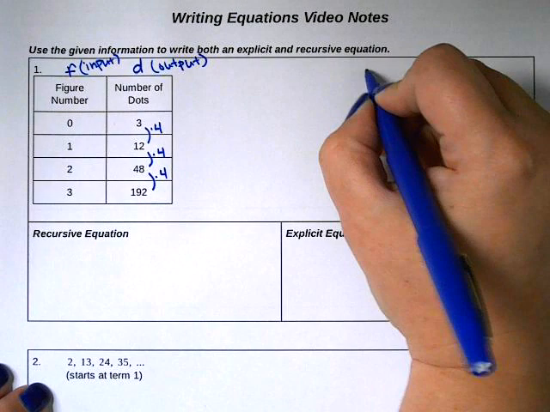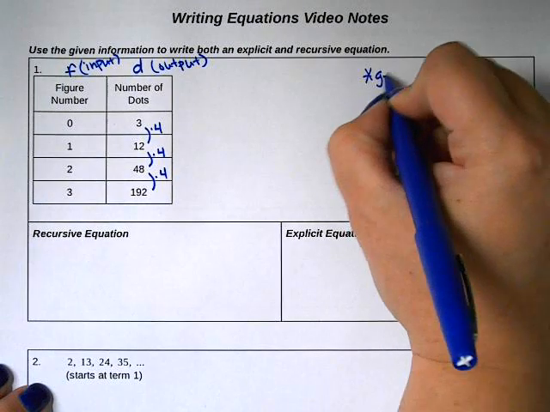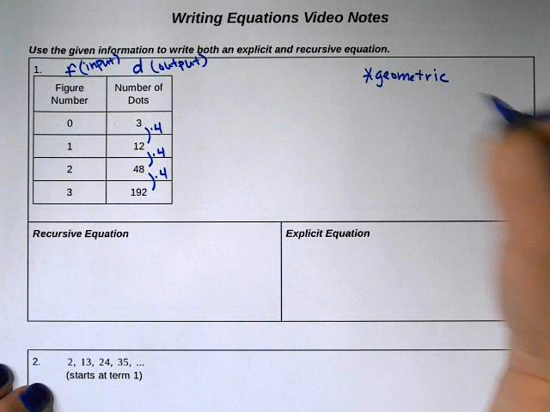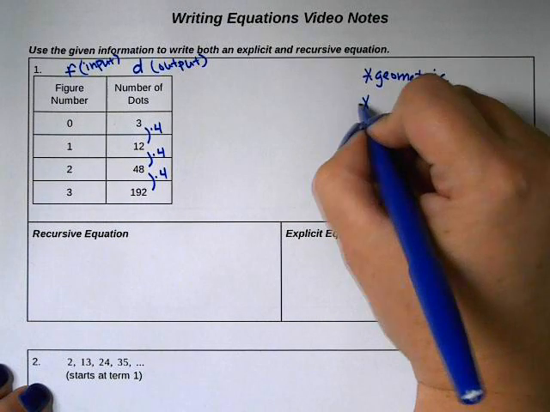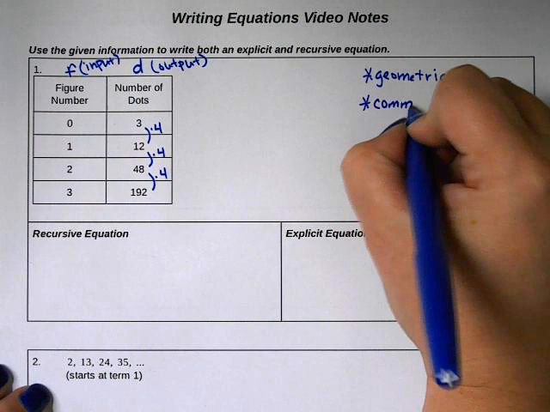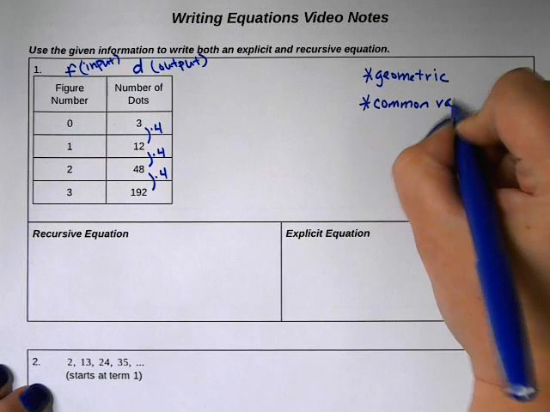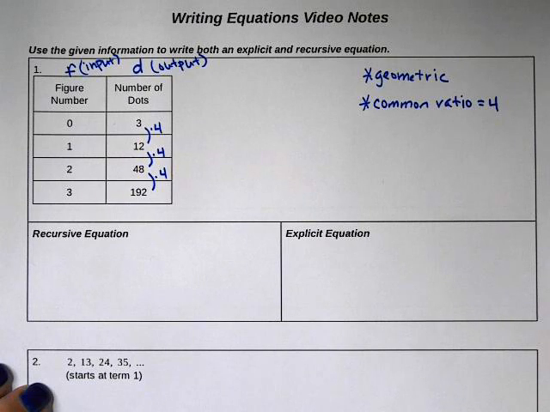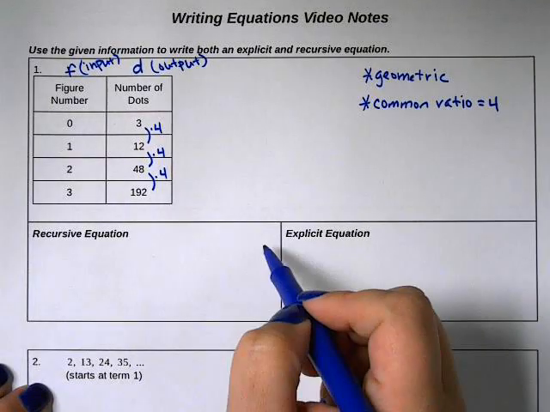So then I always write myself a note also that this is going to be geometric, and I know that because it's a multiplying pattern. So I'm going to have a common ratio of 4. Alright, so now I need to write my recursive and my explicit equations.